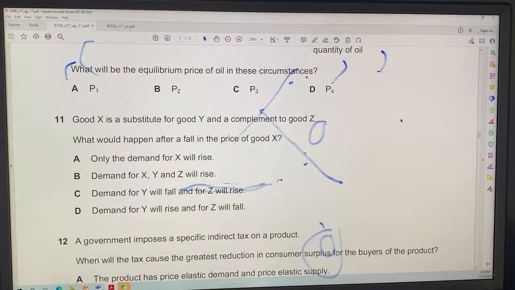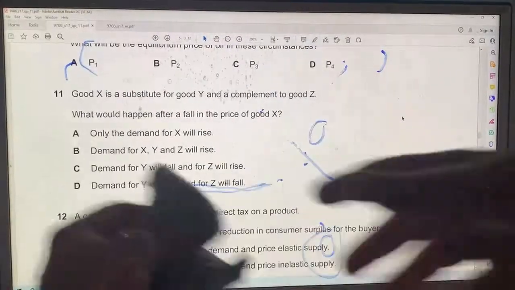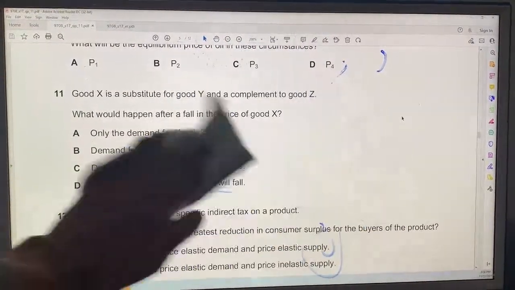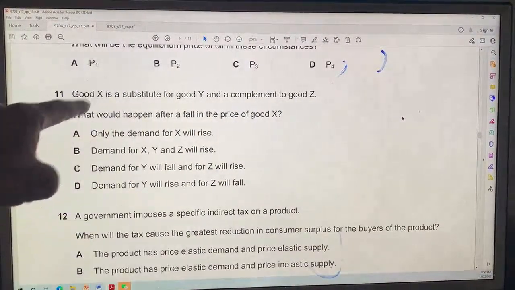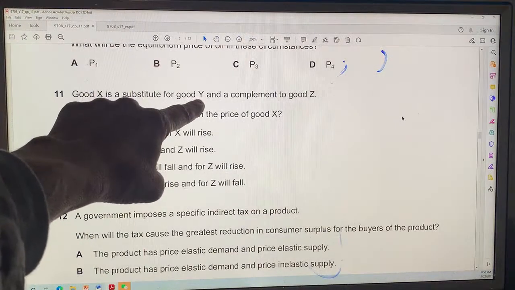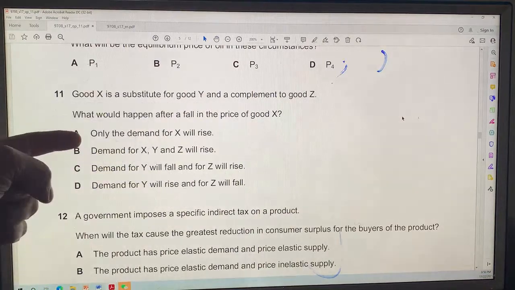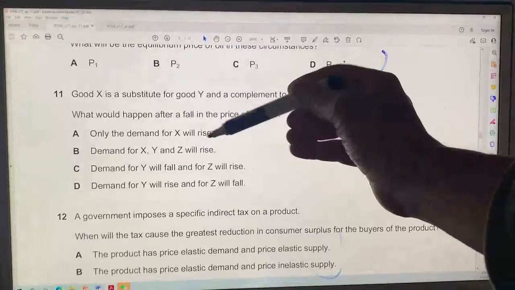Just the usual shift. And 11: good X is a substitute for good Y and a complement to good Z. Oh, okay. Let's see. What would happen after a fall in the price of good X? Fall in the price of good X. Good X is a substitute for good Y. Demand for Y will fall. So let's see.